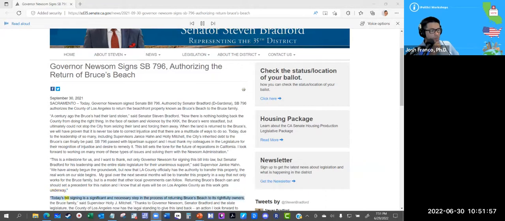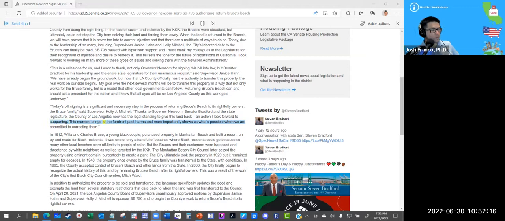Today's bill signing is a significant and necessary step in the process of returning Bruce's Beach to its rightful owners, the Bruce family, said Supervisor Holly J. Mitchell. Thanks to Governor Newsom, Senator Bradford and the state legislature, the County of Los Angeles now has the legal standing to give this land back, an action I look forward to supporting. This moment brings to the forefront past harms and, more importantly, shows us what's possible when we are committed to correcting them.